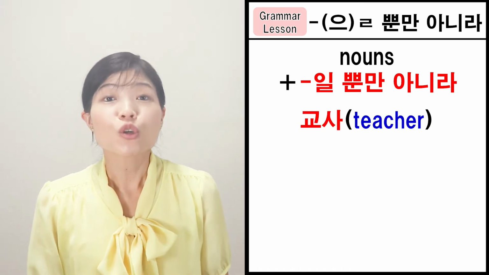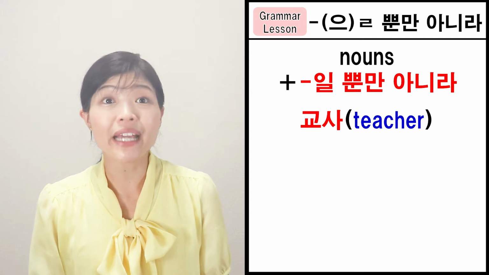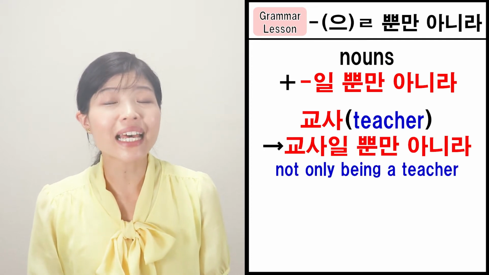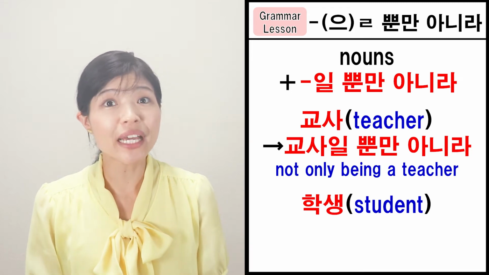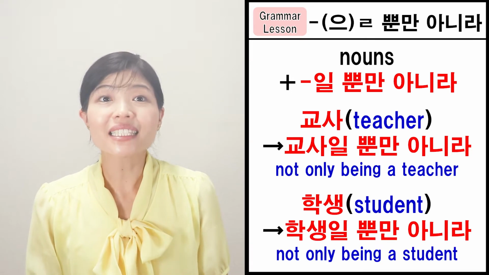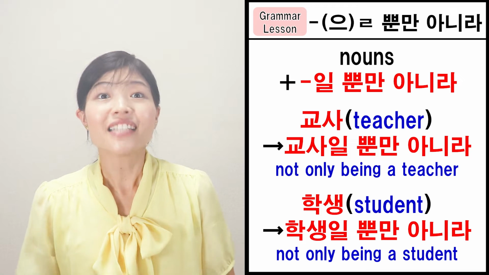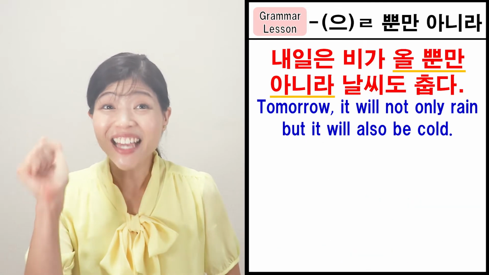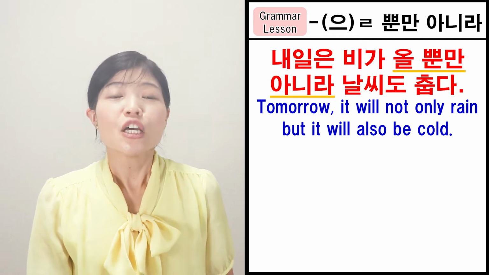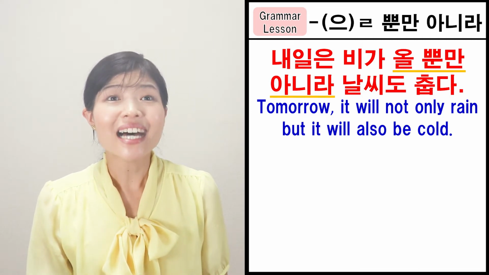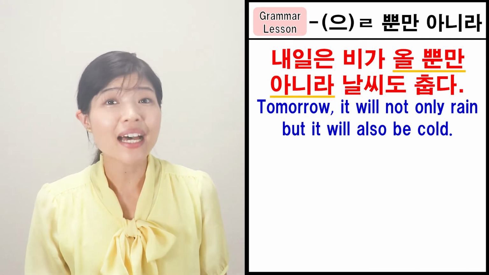For example, 교사, a teacher, will become 교사일 뿐만 아니라, not only being a teacher, and 학생, a student, will become 학생일 뿐만 아니라, not only being a student. Okay, now let's read a sample sentence. 내일은 비가 올 뿐만 아니라 날씨도 춥다.